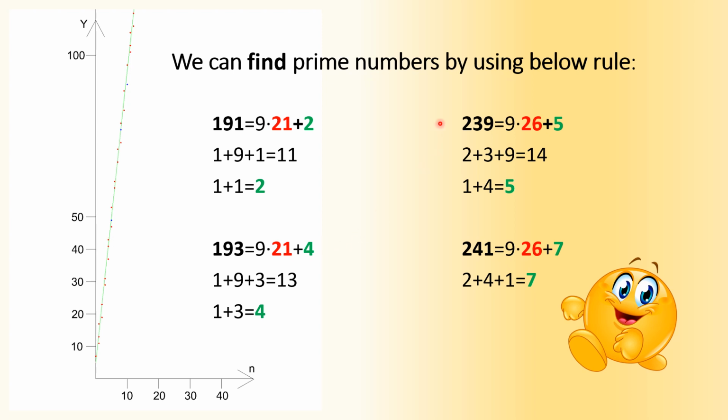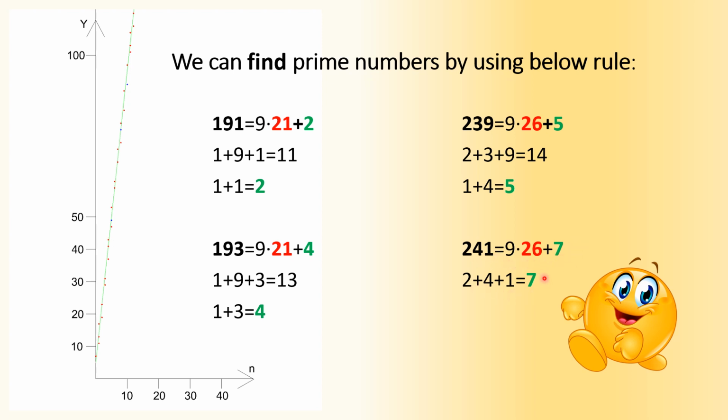Now 239 is 9 times 26 plus 5. Sum up the digits of the number: 2 plus 3 plus 9 is 14. 1 plus 4 is 5. Again, 5 is the same as the remainder of the function. 241 is 9 times 26 plus 7. The sum of digits is 7 as well.